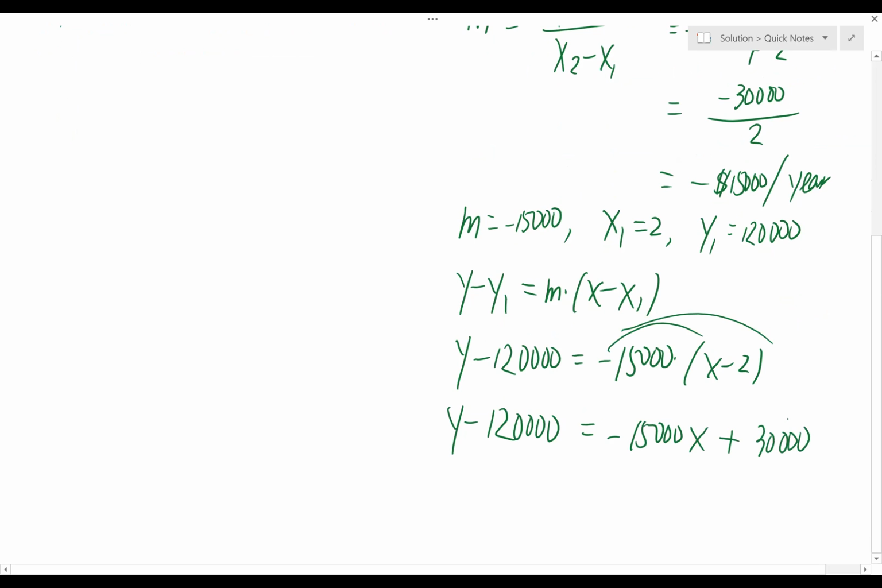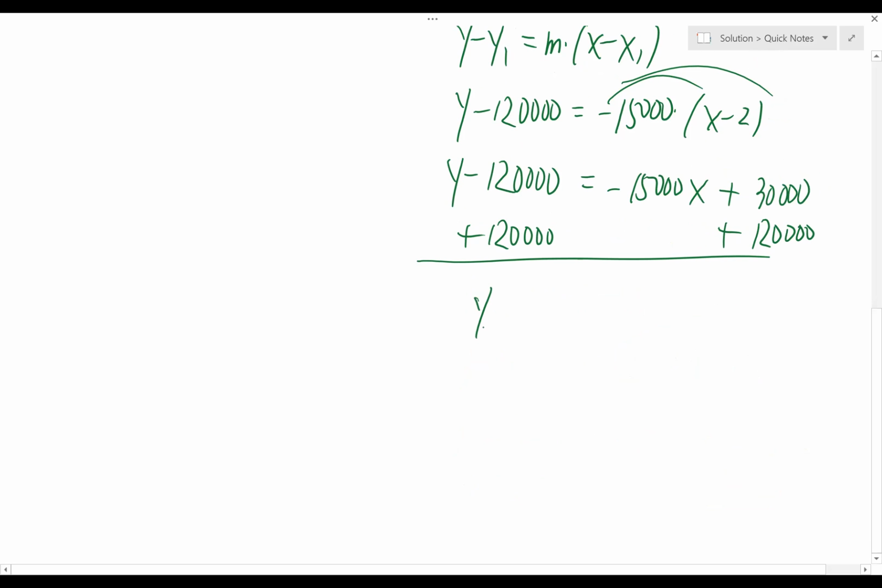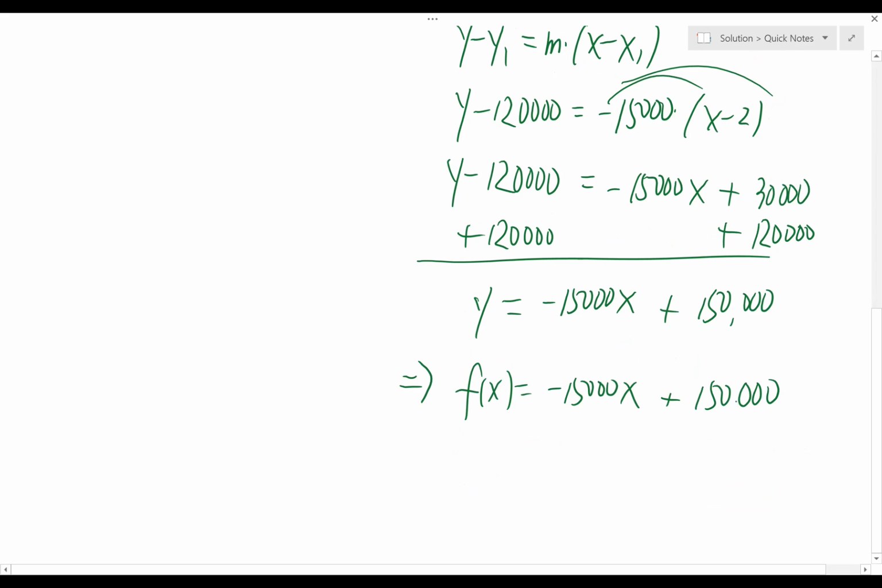Now we add the constant 120,000 to both sides of the equation. Now we get an equation in slope-intercept form. It becomes y equals negative 15,000x plus 150,000. If you want to turn it into function notation, it will be f of x equals negative 15,000x plus 150,000. So you have all of that.